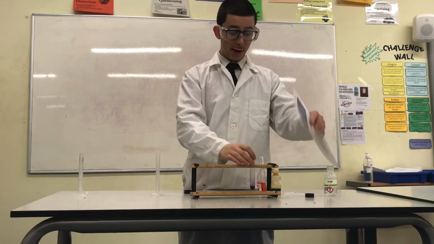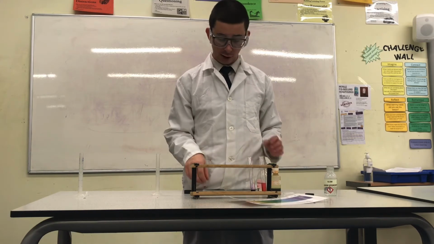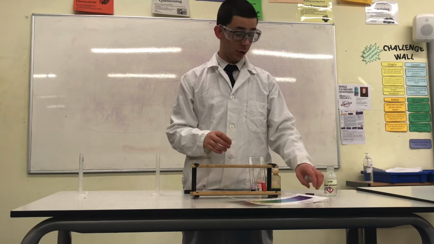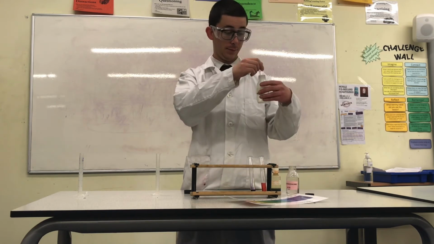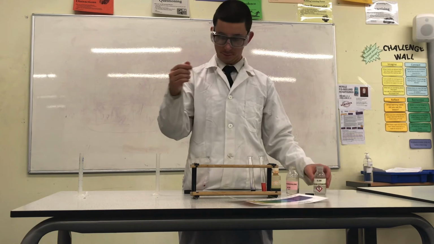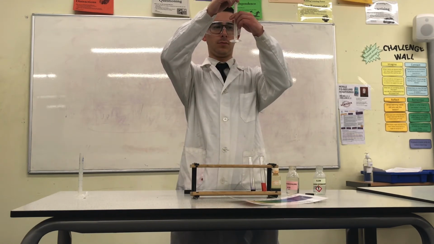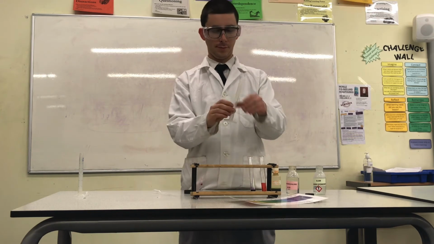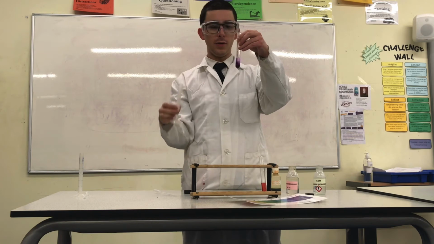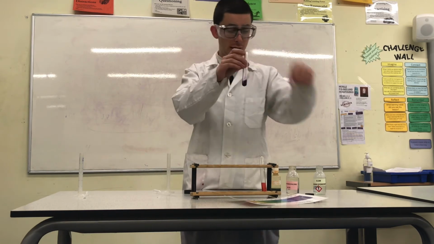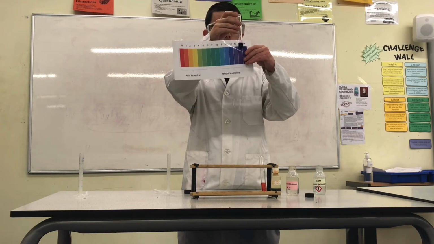I will now add another centimeter cubed of alkali, this alkali is sodium hydroxide, to my test tube. You can see the color has not changed. It is still the same shade of purple, still having a pH of 13.